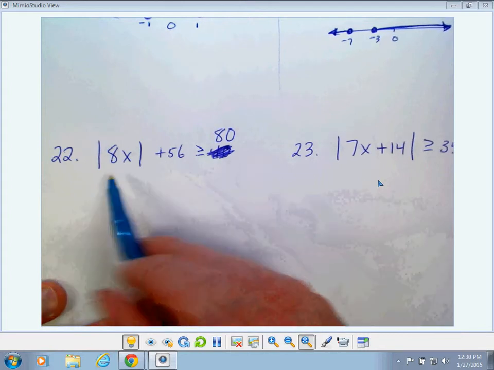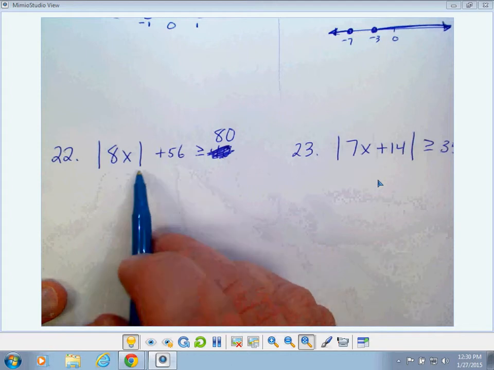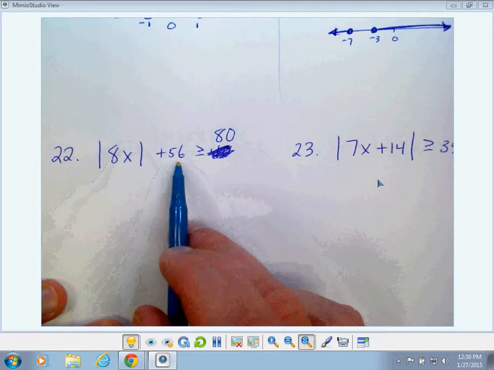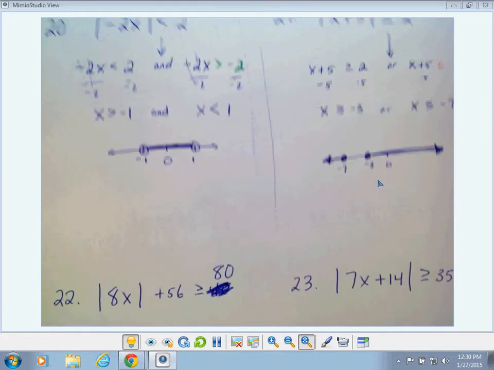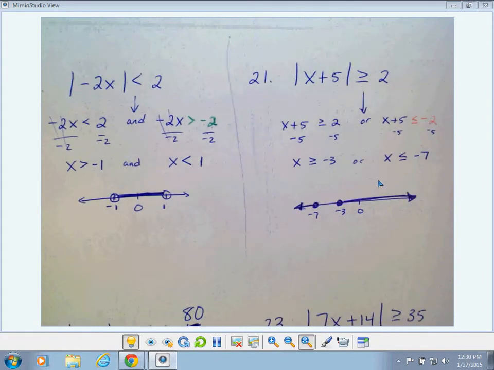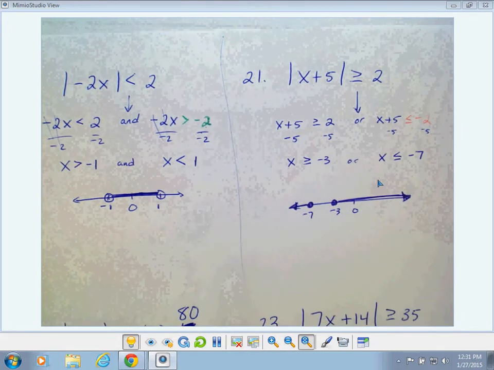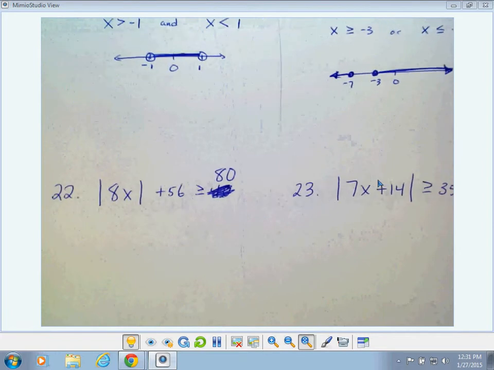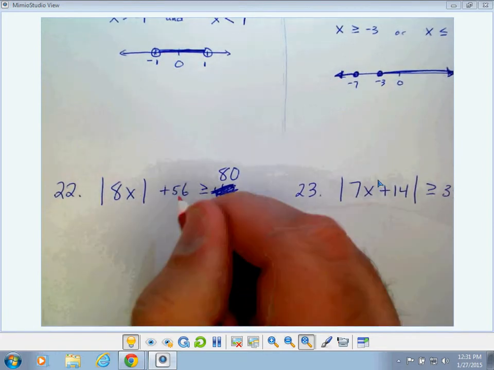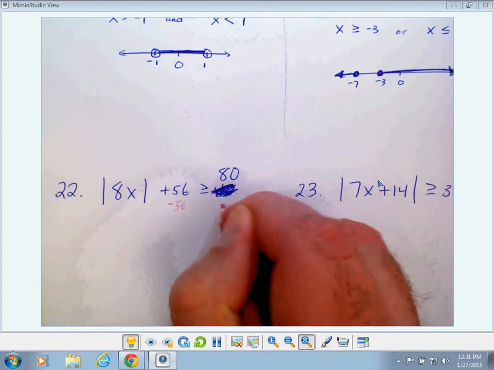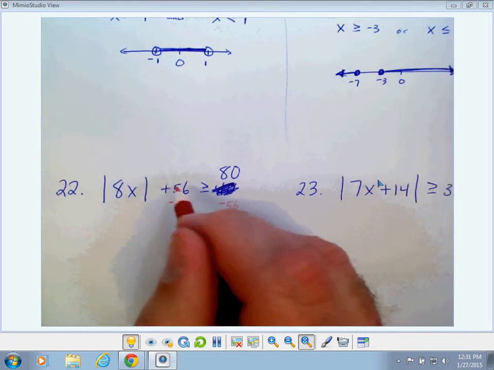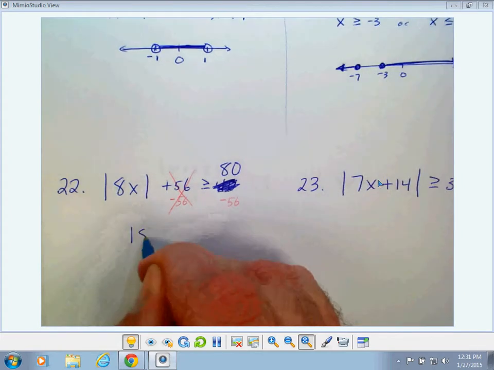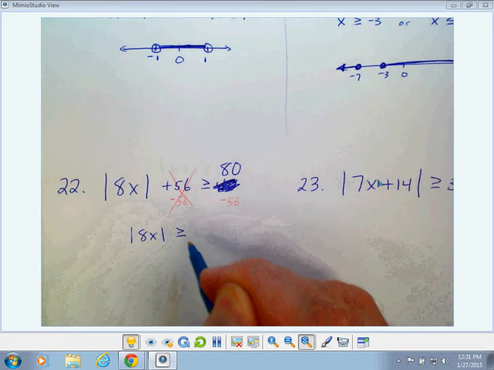Anyway, in this case, if you notice, the 8x is in the absolute value, but the 56 is not. So before you can do any of the splitting that we did in number 20 and 21, we have to make sure that we have everything in the absolute value by itself. That plus 56 is going to have to go away, so I'm going to subtract the 56 away from both sides. That'll cancel that out, and that leaves me with an absolute value of 8x greater than or equal to 24.